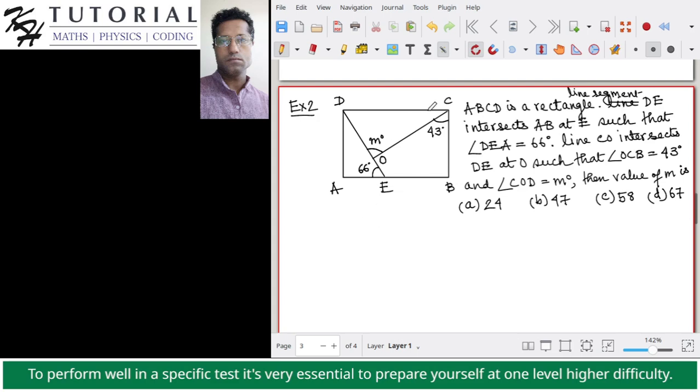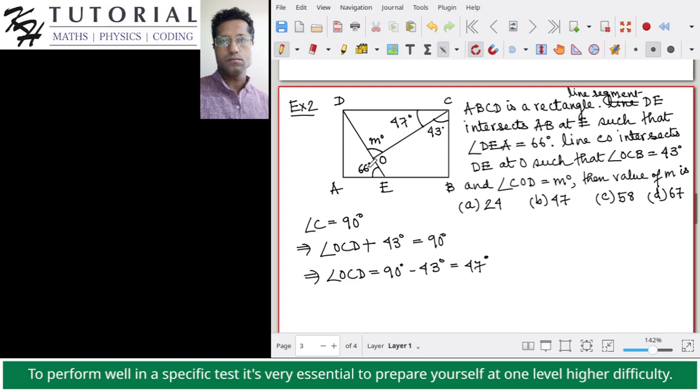So this angle is given. We know that angle C, since it's a rectangle, is equal to 90 degrees. This implies angle OCD plus 43 degrees is equal to 90 degrees. So angle OCD is equal to 90 degrees minus 43 degrees, which is 47 degrees. We have to find m.